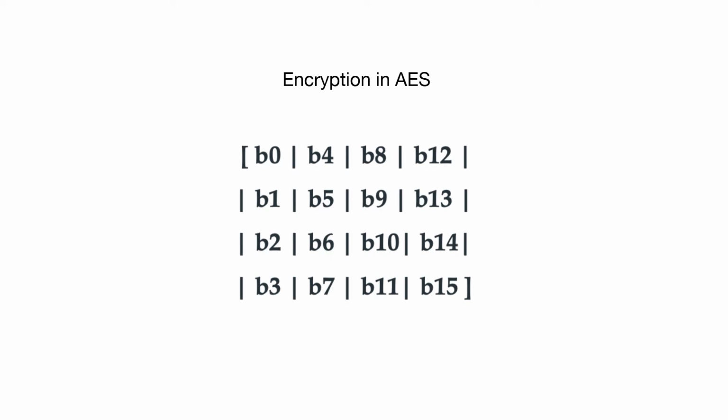Encryption in AES. AES considers each block as a 16-byte, that is 4 byte by 4 byte, equal to 128-bit grid in a column major arrangement. The arrangement will be like B0, B1, B2, B3 in the first column, then B4, B5, B6, B7 in the second column, etc.